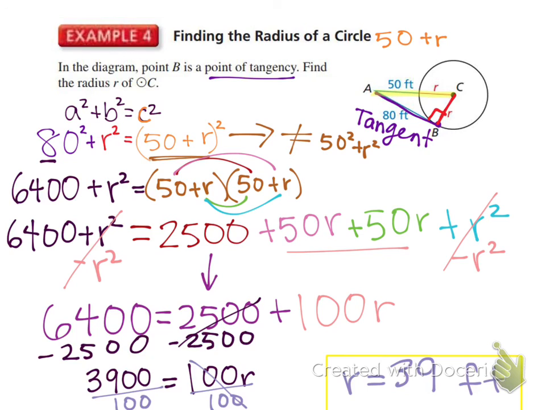So, just to show you, the hypotenuse is still the longest side. It was 50 feet plus whatever the radius was. And what was the length of the radius? 39. So what is the full length of AC? 89. So still the longest side. All right, we do one more.